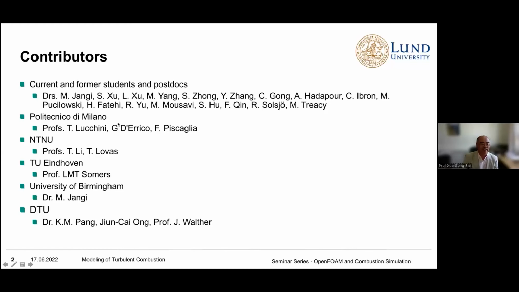I would like to thank the Politecnico di Milano group, Tommaso, Gianluca, and Federico, for sharing their OpenFOAM codes and experiences in the early times of our use of OpenFOAM. We collaborate with the Norwegian University of Science and Technology, Professor Tian Li and Professor Therese Lovas, who shared their two-phase particle fluid bed base code with us. We also have to thank TU Eindhoven and Professor Somers and Philip Dubois and others for sharing their FGM model. We also work a lot with our neighbor, the Technical University of Denmark, where Professor Jens Walter leads a group also using OpenFOAM.